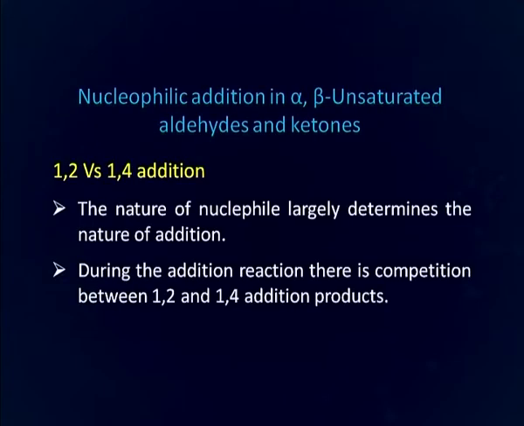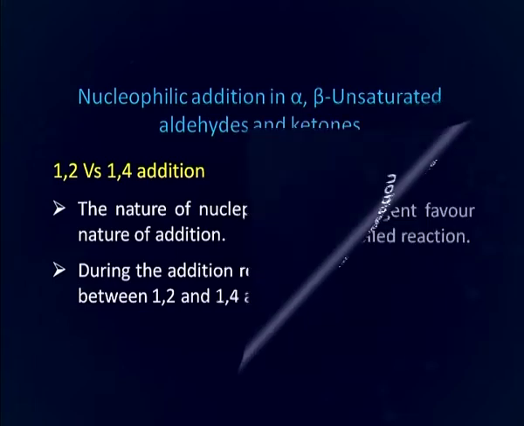We will now discuss 1,2 versus 1,4 addition in these compounds. Actually, we have to find out under what conditions addition is 1,2 and under what conditions it becomes 1,4 addition. The nature of the nucleophile largely determines the nature of addition. During the addition reaction, there is competition between 1,2 and 1,4 addition products.